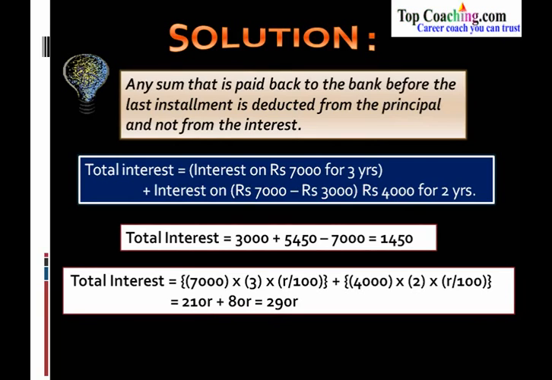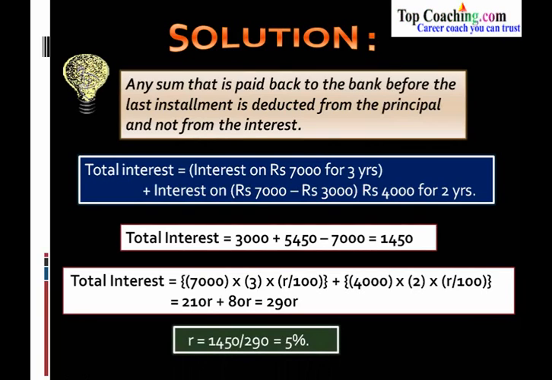Also the total interest is equal to 1450. And so we should equate them. Thus we get the value of R as equal to 1450 divided by 290, which is equal to 5%. So the value of R, or the rate of interest, comes out to be equal to 5%. So using our logic and the formula for calculating the simple interest, we have solved this complicated problem.